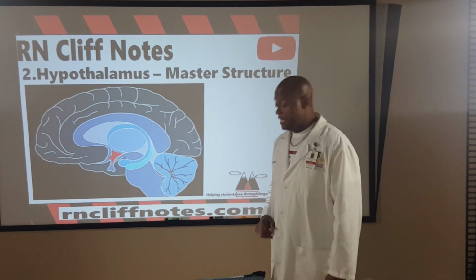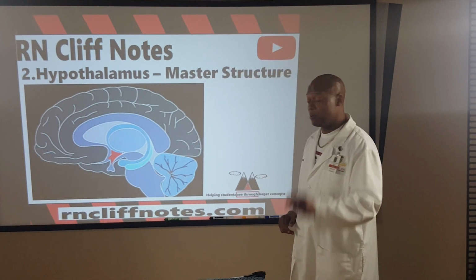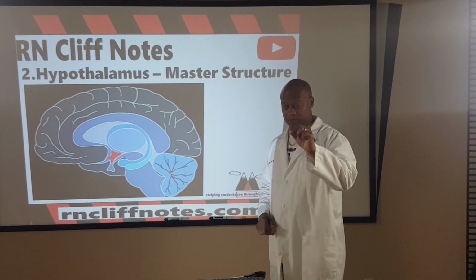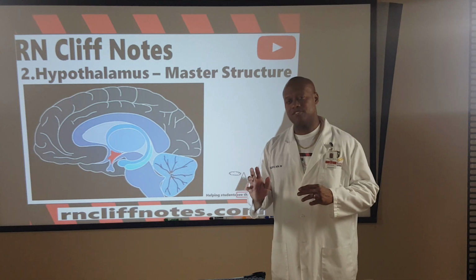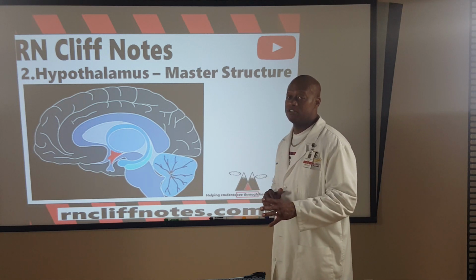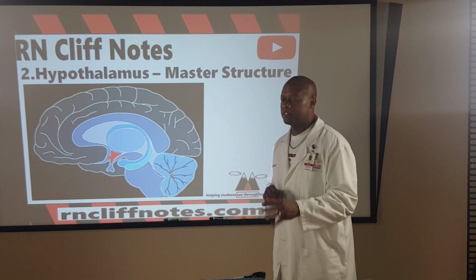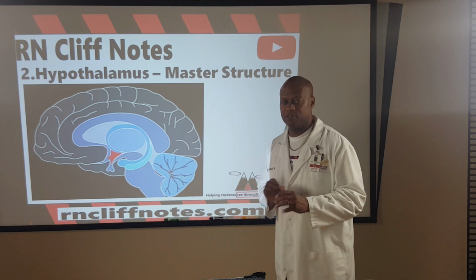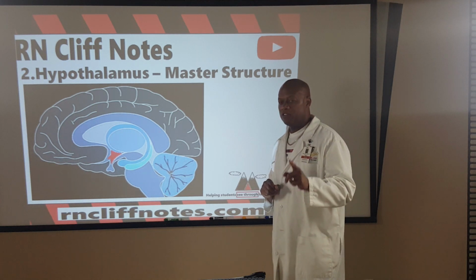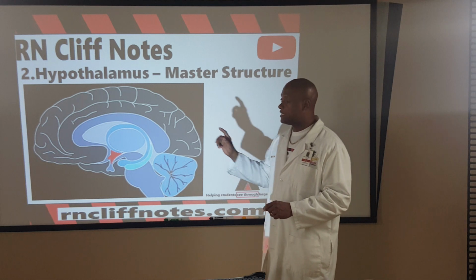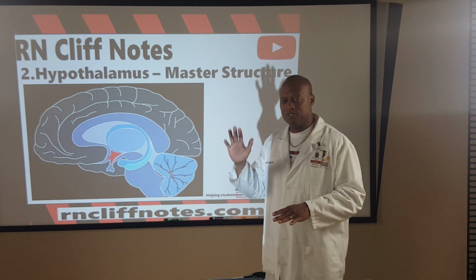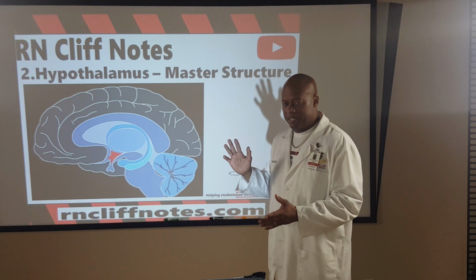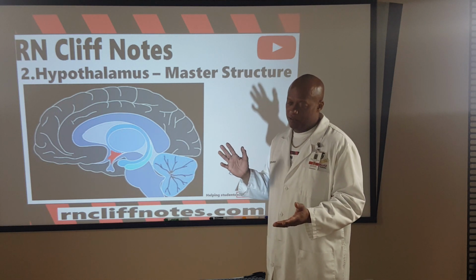Number 2, the hypothalamus. What I want to illustrate to you is that come test time, you get asked, what's the master gland, what's the master structure? People mix that up because they're seeing that word master over and over again. But the hypothalamus is not a gland. It's a part of the neural system and it plays a role in the endocrine system, a huge role.